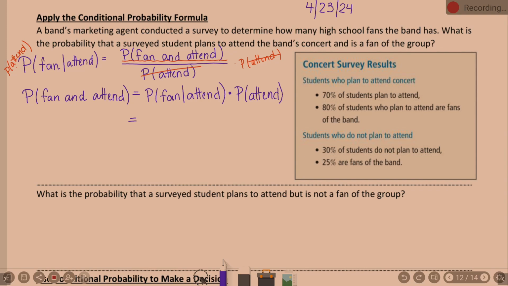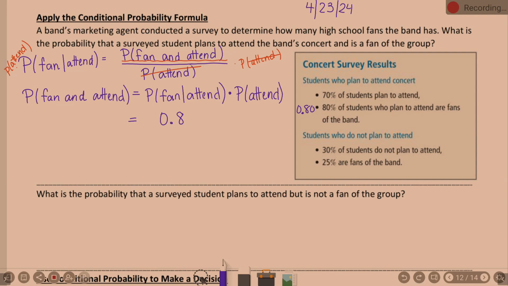Now, we have to pick out what information we need here. The probability that they are a fan given they attended the concert. Okay, where's the number we're grabbing for that one? We have to look here, students who plan to attend, and 80% of students who plan to attend are fans. So right there, we're going to use 80%. Now, we're working with probability. What do you usually turn that into? A decimal. So I'm going to call that 0.8. It's 0.80, but I'm going to use 0.8.